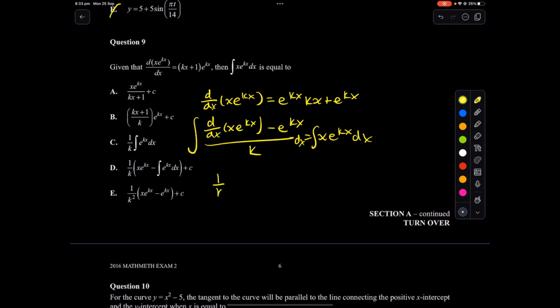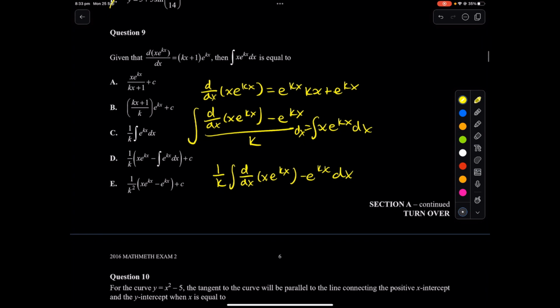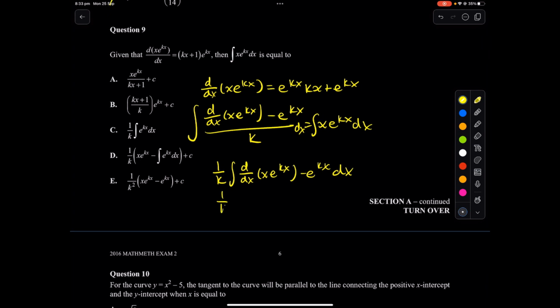We can take that 1 over k out, and we're just saying the integral of d/dx of x e^(kx) minus e^(kx). Does it look similar? Is one of them like that? No, none of them look like this. So we can simplify this more. So this integral over here cancels out with this one.